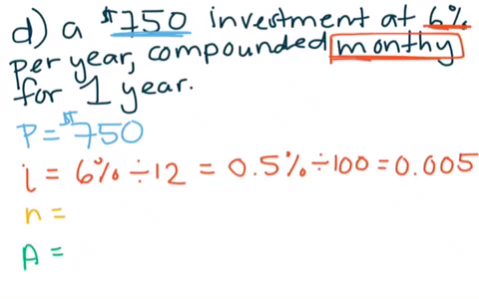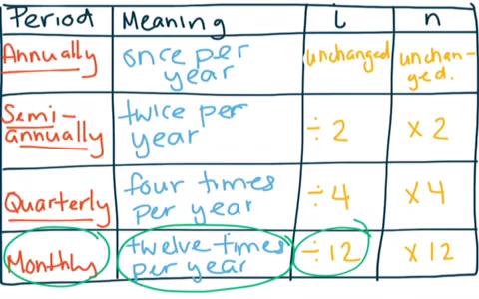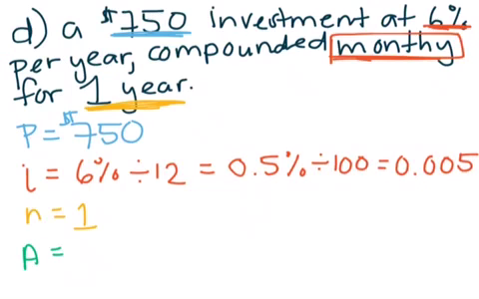Now let's do N, the number of periods. How many times are we going to be compounding? It says 1 year, so that's the length of time. Can I leave it as 1? I have to go check the chart. I know I'm compounding monthly, and N is multiplied by 12. So 1 times 12 is just 12. Okay, so we've got P, we've got I, we've got N, and A we don't know. We don't know what the future value of this investment is going to be. Now we've got all the information, and we can try the real questions.